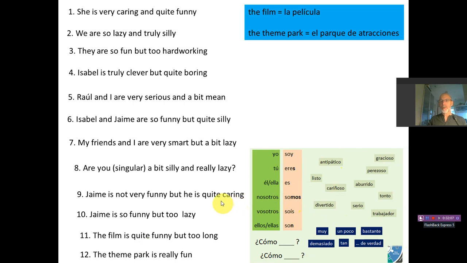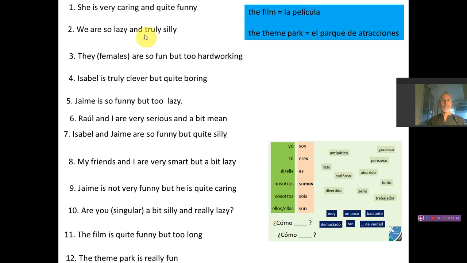Bueno, entonces vamos a corregir. Corregir is to correct. Corregir. We're going to. Vamos a corregir juntos. Together, juntos. Bueno. So, she is very caring and quite funny. You should have had: Ella es muy cariñosa, because it's a she, y bastante graciosa. Okay, quite is bastante, graciosa, funny. Okay, ella es muy cariñosa y bastante graciosa.